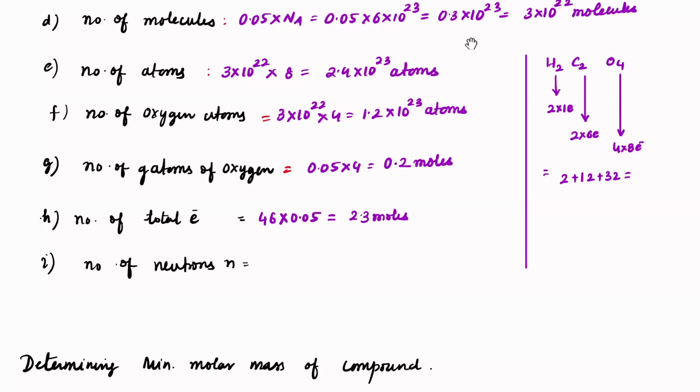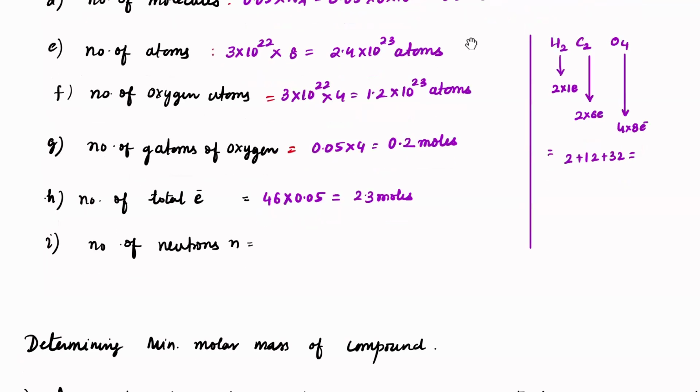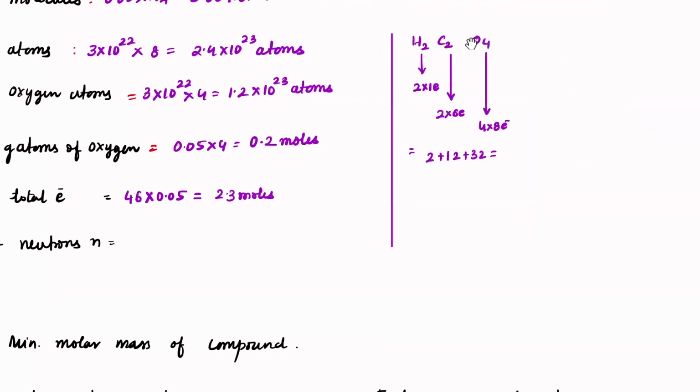Similarly, number of neutrons. How many neutrons do we have? So let's count that as well. You may notice that the number of protons and number of neutrons will be the same in the case of carbon and oxygen. Nitrogen has 0. So when it comes to nitrogen, we have 0 neutrons. When it comes to carbon, we have 2 into 6 neutrons. When it comes to oxygen, we have 4 into 8 neutrons.